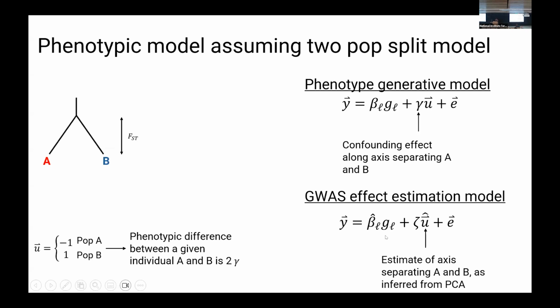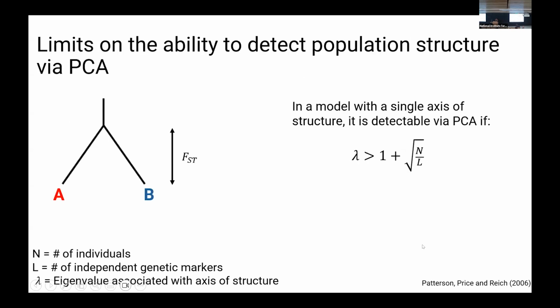And we're going to fit a GWAS model. We don't know a priori about the data how these individuals fit to each population. So we're going to use an estimate that hopefully fits well to this axis that separates these individuals. And we can control for the fact that they're confounded phenotypically because of this unknown confounder.